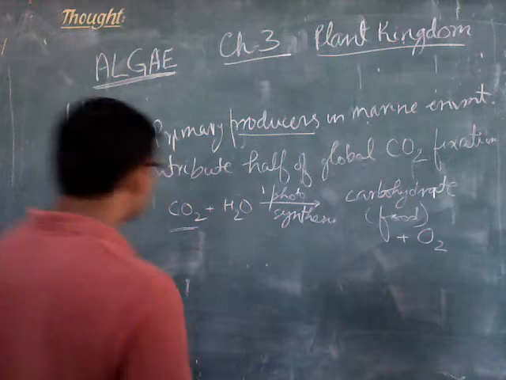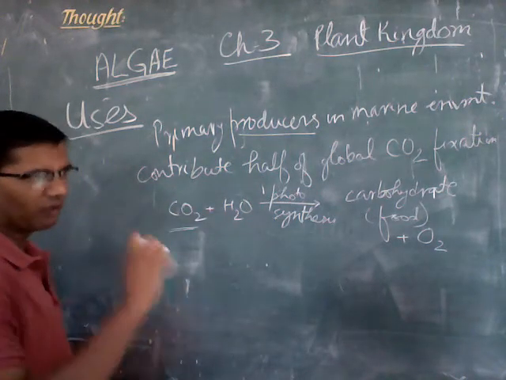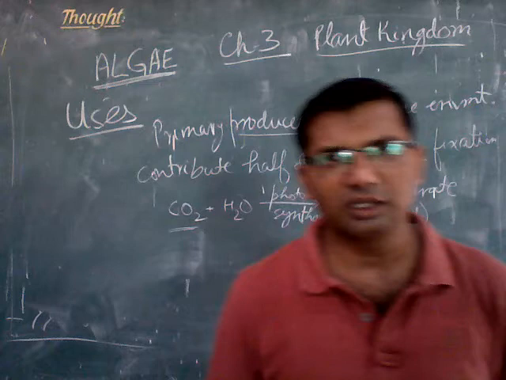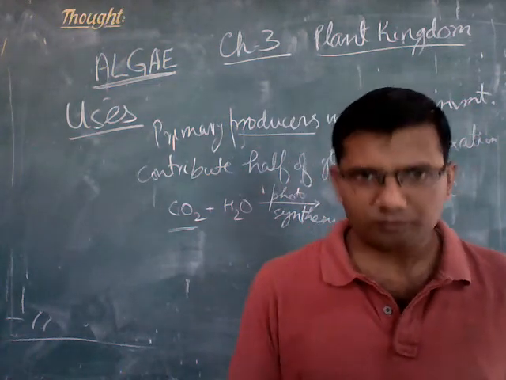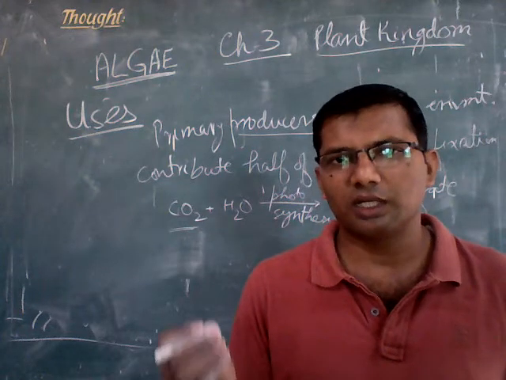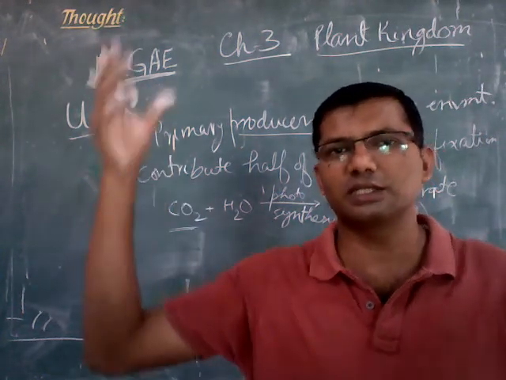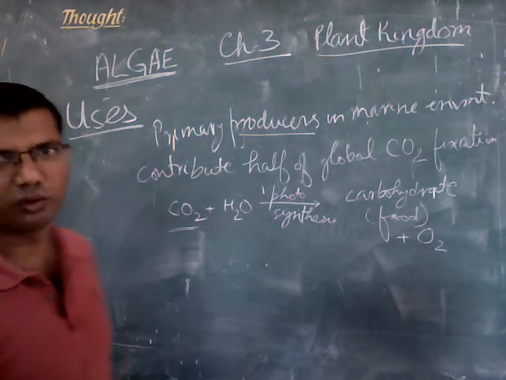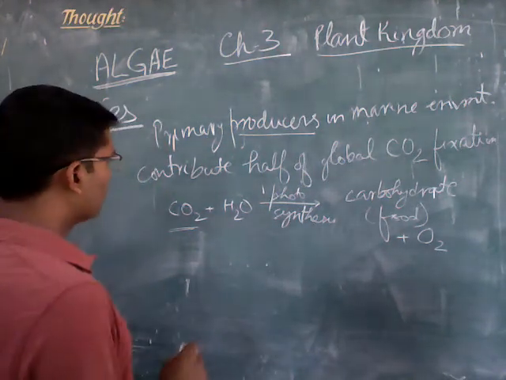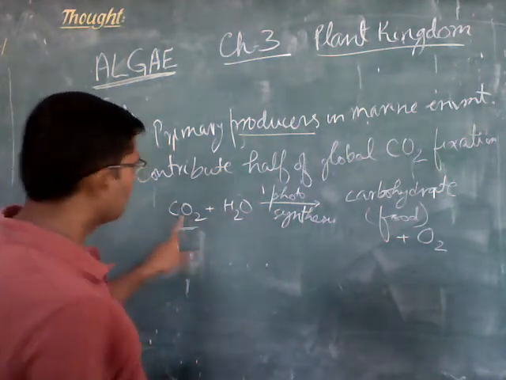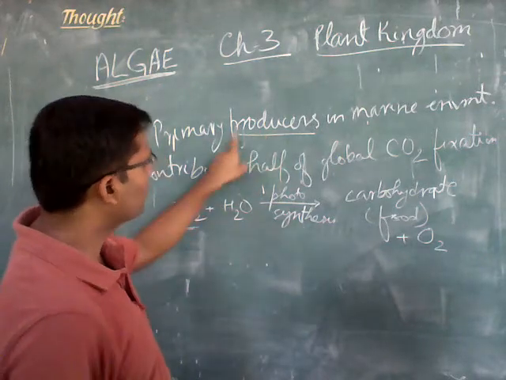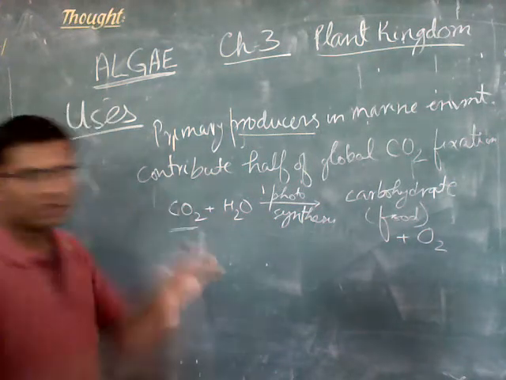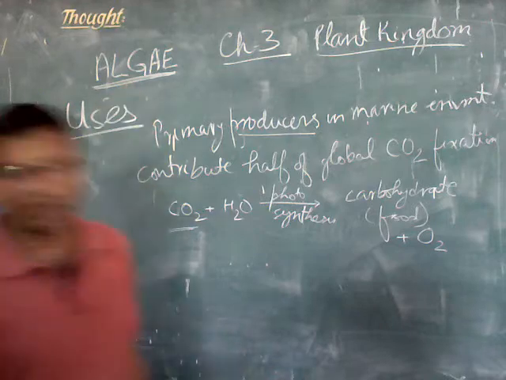You cannot survive without oxygen for more than a few minutes. All the animals release carbon dioxide into the environment, and this carbon dioxide needs to be fixed again into food molecules. Otherwise the amount of carbon dioxide will keep increasing, which leads to disturbance in the environment. It's called global warming also, but let us not go into detail now. This carbon dioxide is fixed during photosynthesis, and these primary producers are responsible for it. Half of the carbon dioxide fixation across the entire world is done by the algae.